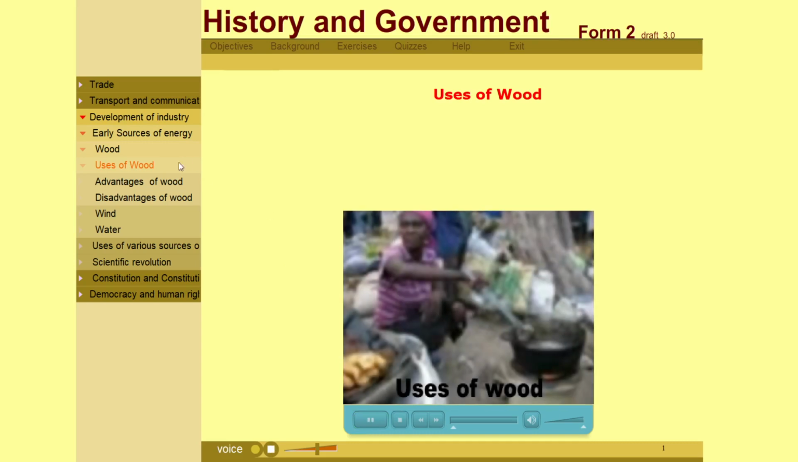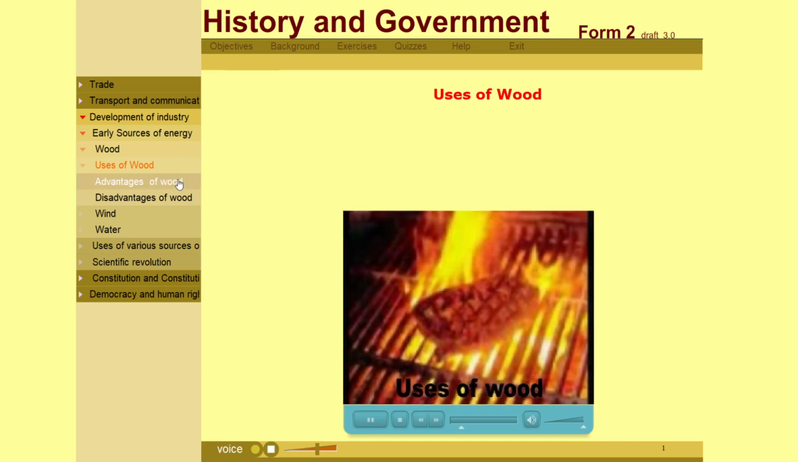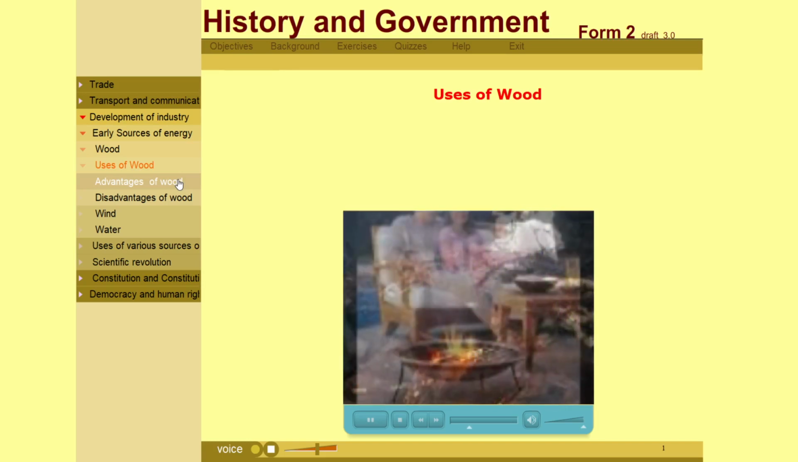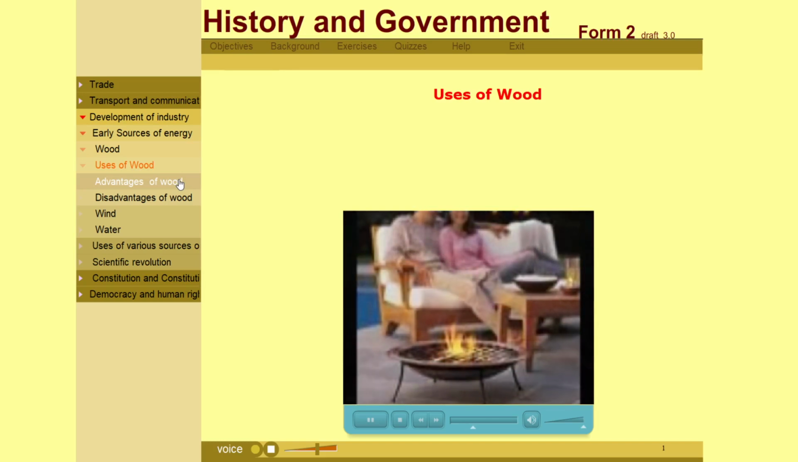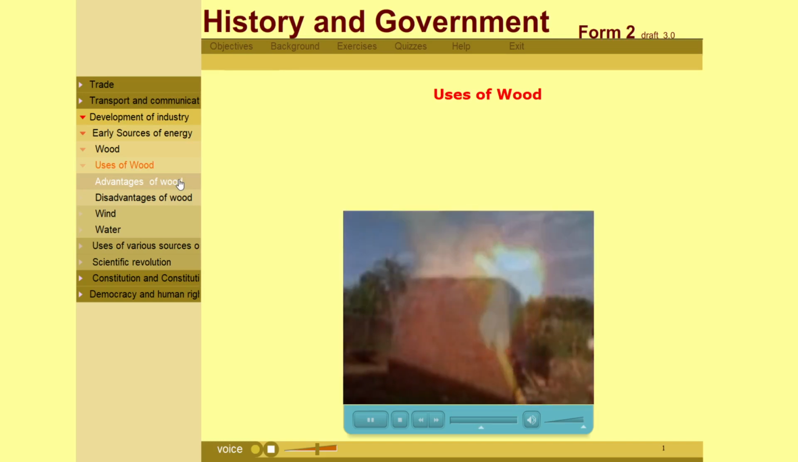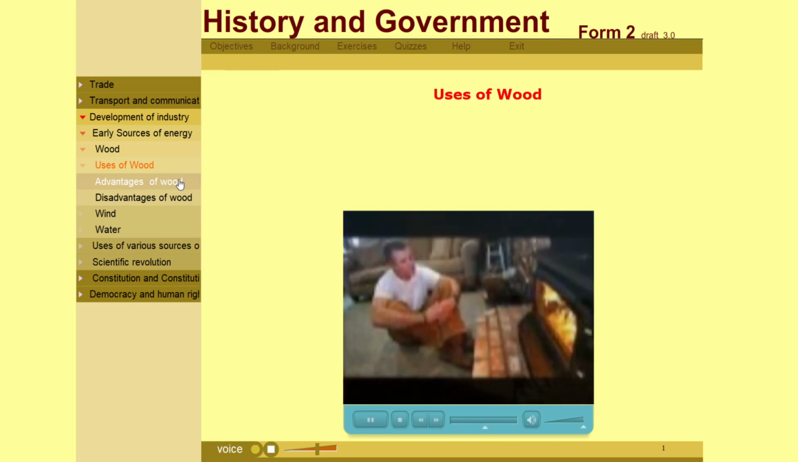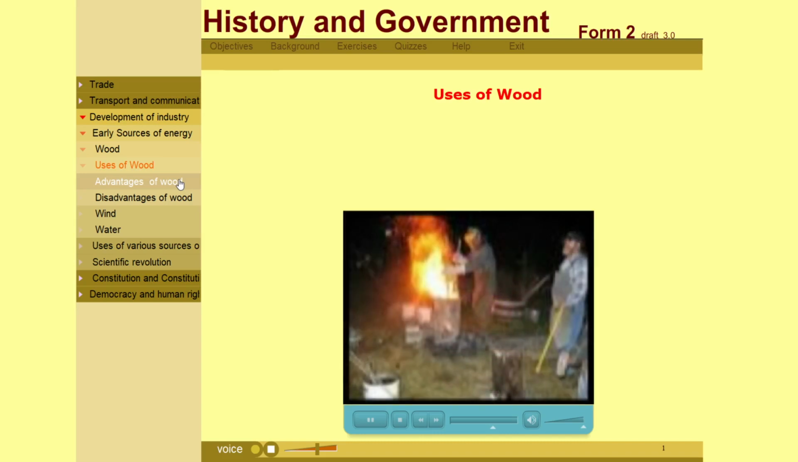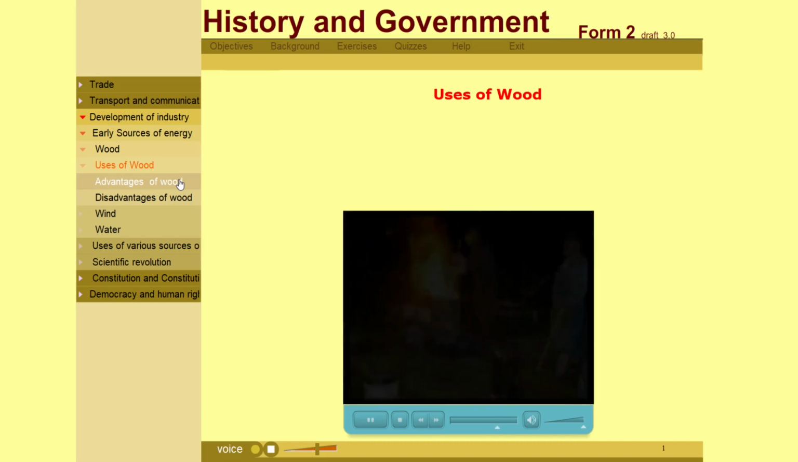Wood energy is used in various ways. Wood is used for cooking food. It is also used for providing heat. It can also be used for lighting at night. Baking clay pots and other tools is another use of wood energy. It can also be used for smelting iron and hardening tools.